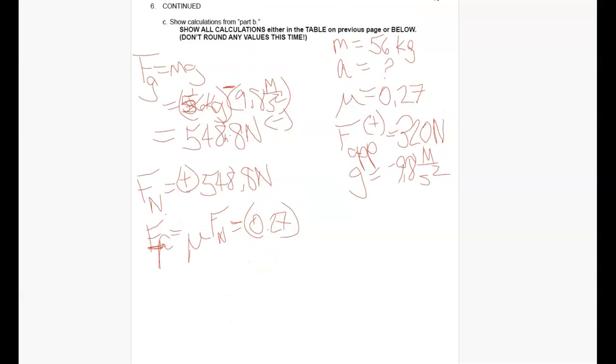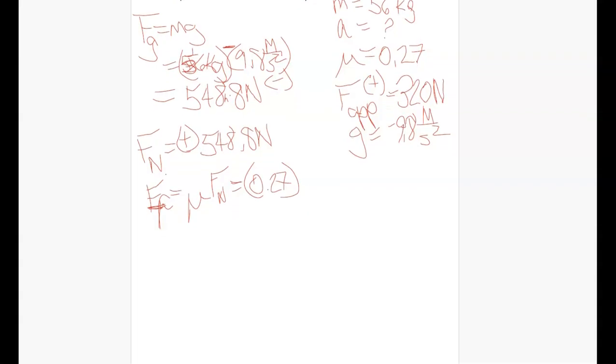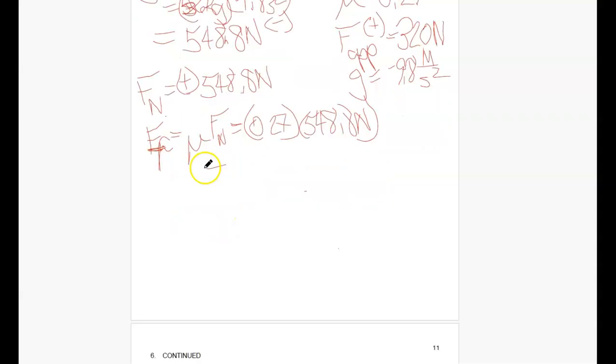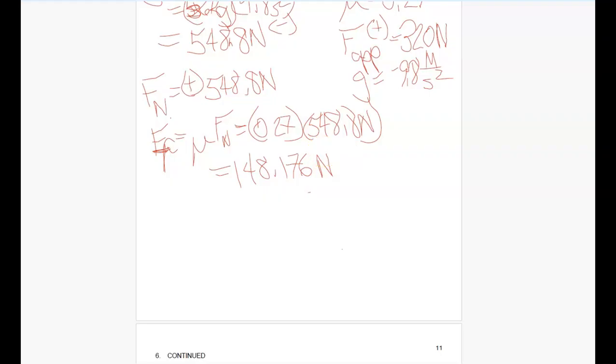Scroll that back up. 0.27 times our normal force of 548.8 newtons, and that will equal 148.176 newtons, which we know is in the negative direction because it's friction.